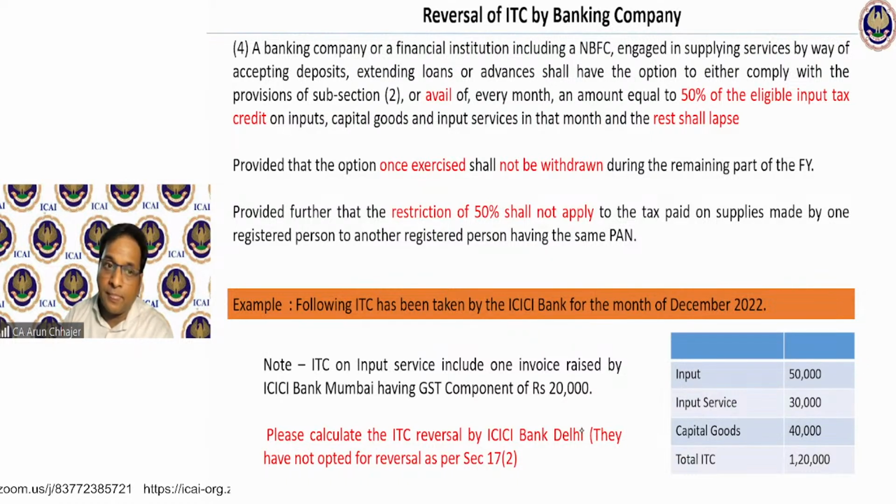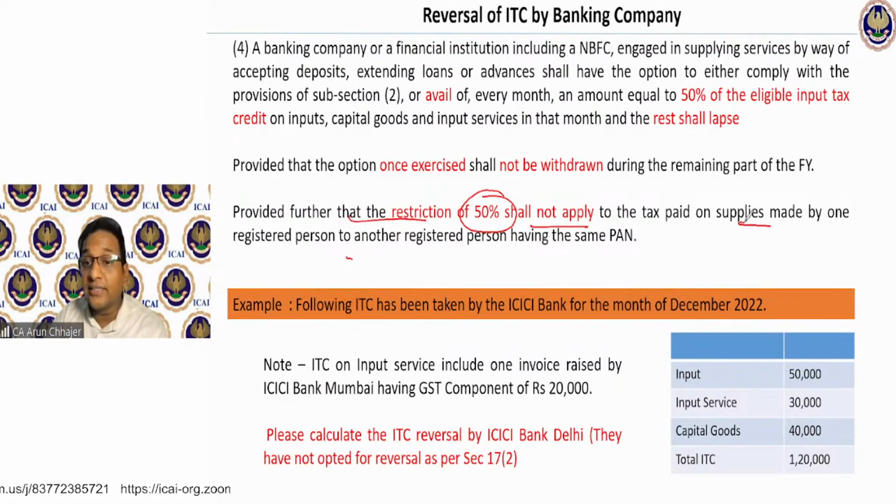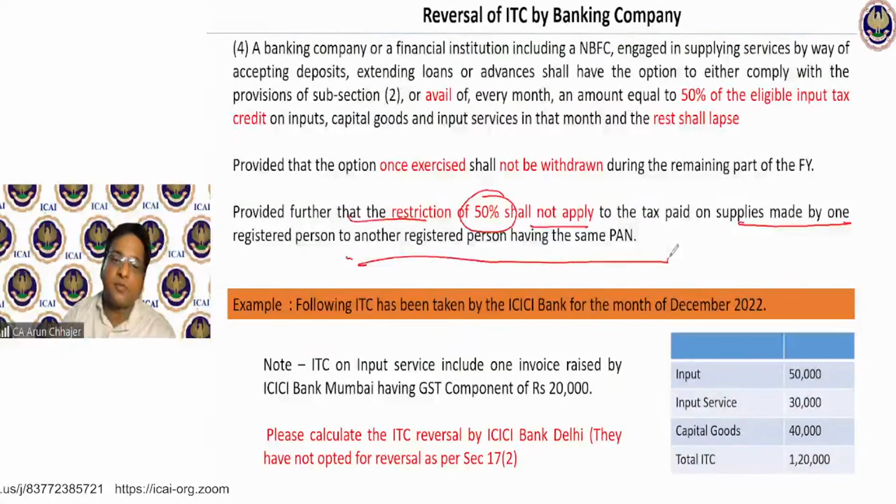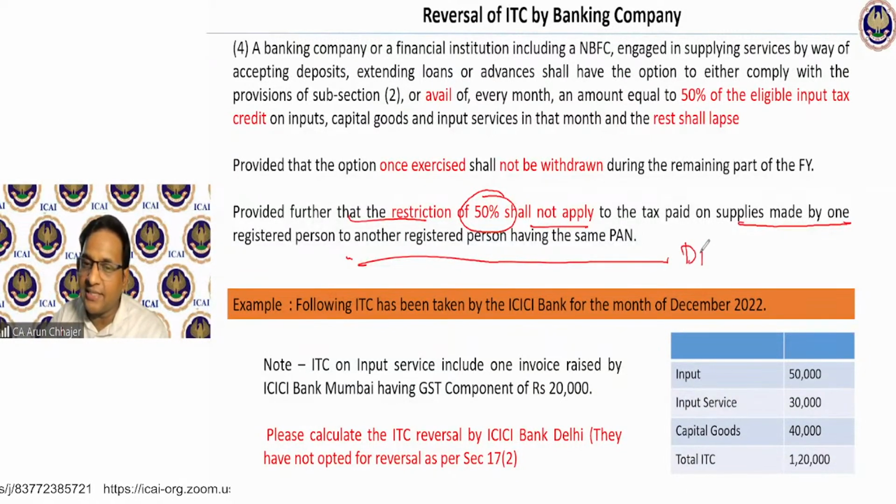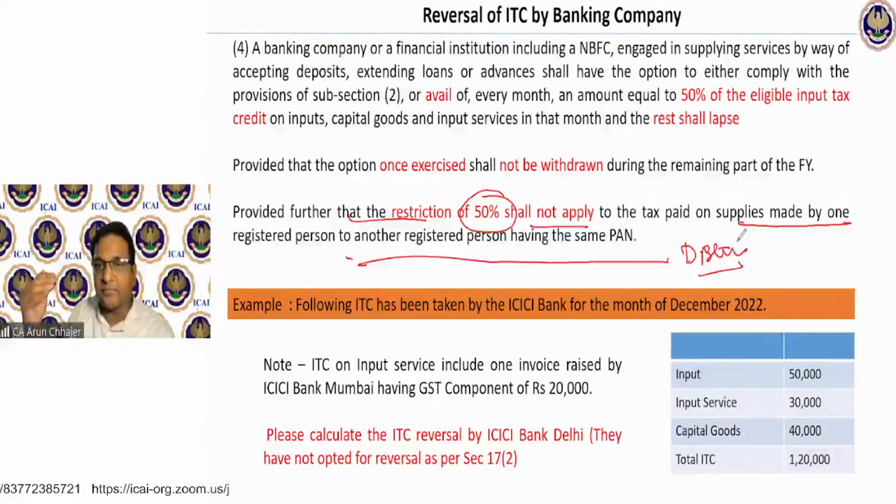However, it says that the restriction of 50% will not apply to supplies made by one registered person to another registered person having the same PAN. We are calling this a distinct person. Suppose one XYZ Bank Delhi and XYZ Bank Mumbai have the same PAN but two different GST numbers. If they are making the supply to each other, it will not be covered under the 50% reversal.